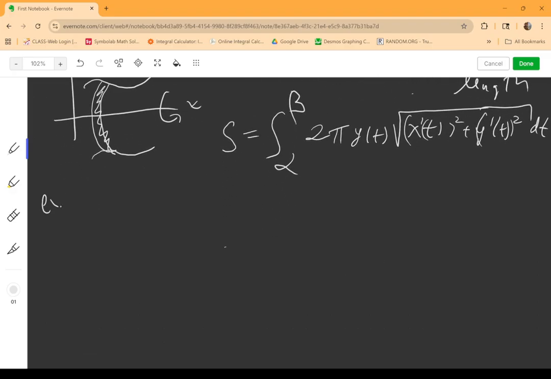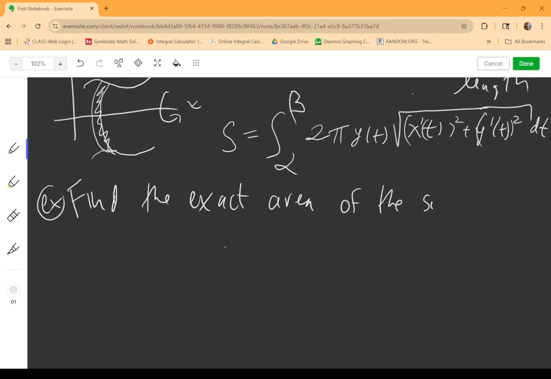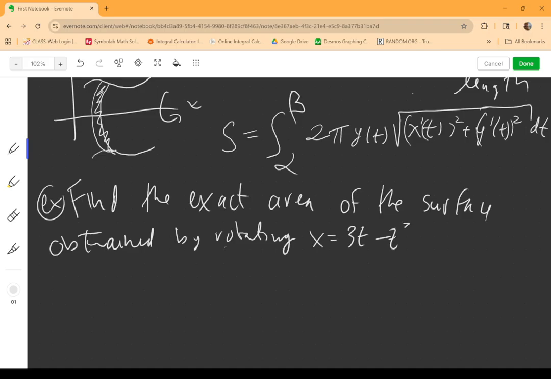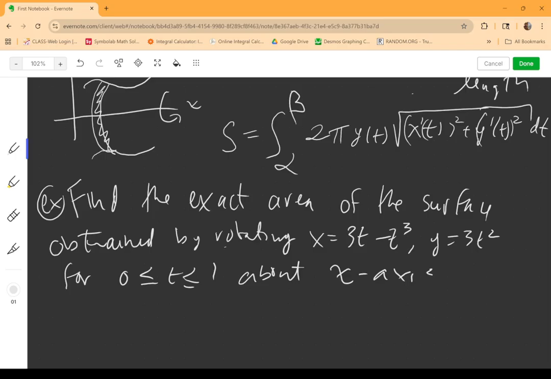All right, so let's do an example. Let's say I want to find the exact area of the surface obtained by rotating x equals 3t minus t cubed, y equals 3t squared, for t from 0 to 1, about the x-axis.